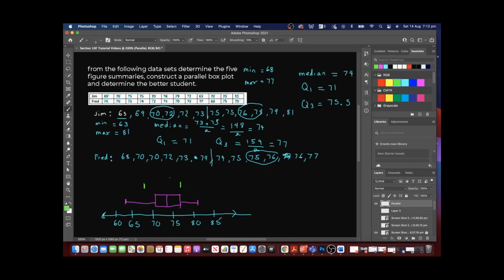Now we just need to put in the additional information. Quartile 1 is going to be 71, which is the same for both of them. And then quartile 3 is going to be 75.5, so roughly here-ish. Just past the 75 mark. And then we have our median, which is going to be 74. Something like here. Let me draw it all up.